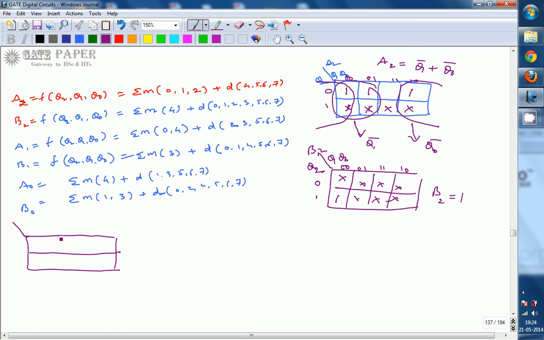For a1, it is nothing but 0 comma 4 are ones, so these are the ones. And next 2, 3, 5, 6, 7 are don't cares: 2, 3, and 5, 6, 7. So these two groups can be combined, and what you are getting is nothing but Q naught bar. So a1 is equal to Q naught bar. Similarly, b1 you can go with.